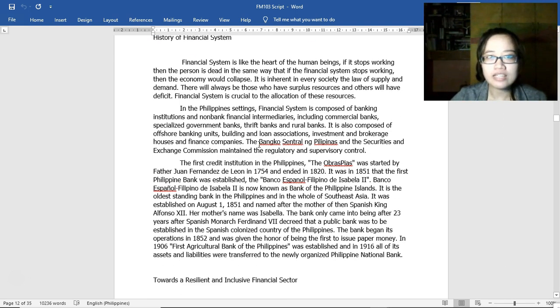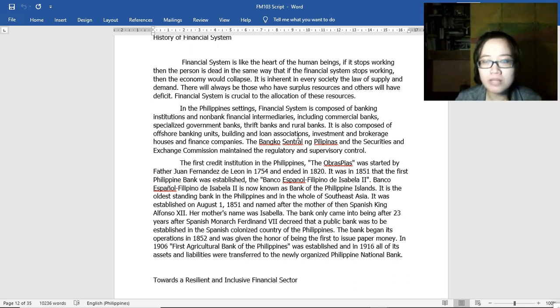In the Philippine setting, the financial system is composed of banking institutions and non-bank financial intermediaries. Breakdown: we have the commercial banks, specialized government banks, LBP, DBP, and Amanah. And then we have thrift banks and rural banks. It is also composed of offshore banking units, building and loan associations, investment and brokerage houses, and finance companies. All these, we will be discussing in depth later on.